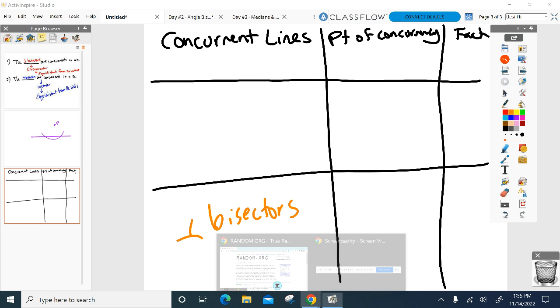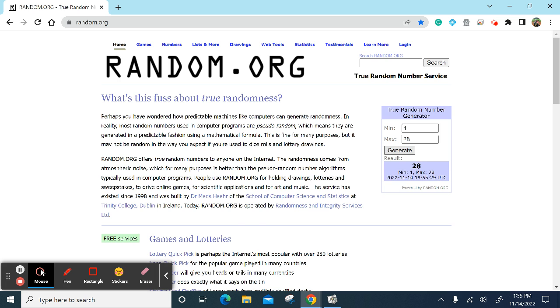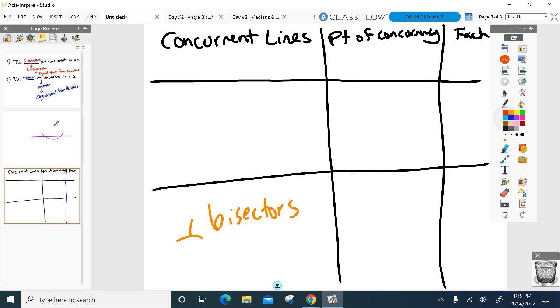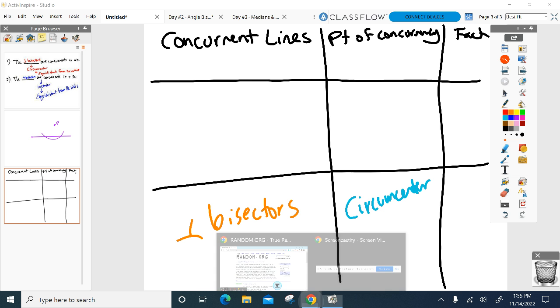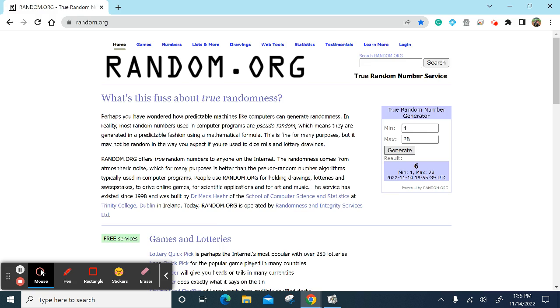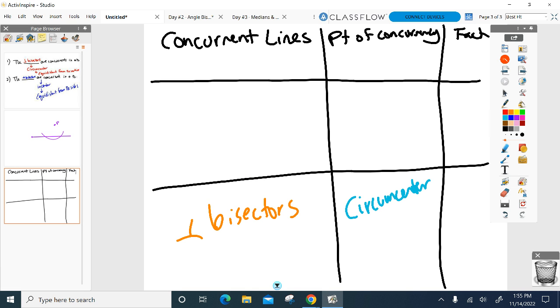Here we go. 28, what's its point of concurrency? Circumcenter. 6, the fact about it. It's equidistant from vertices. Equidistant from the vertices. Good. We're all good there.